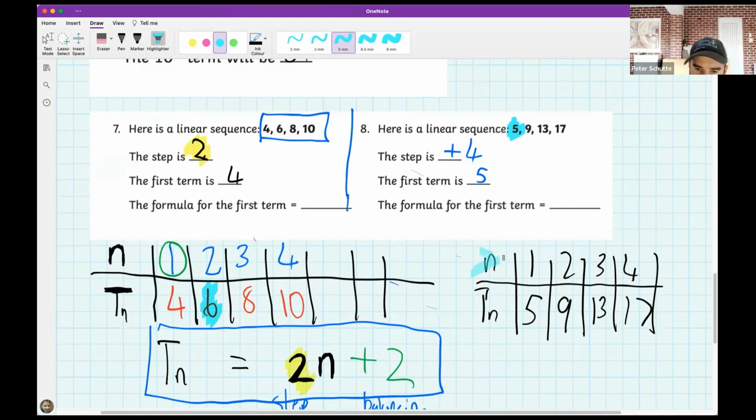These are the 2 characters that are involved: n and Tn. And what I said was, start by writing down the step size in front of the n, in front of the position number. So what was my step size? It's going to be 4.